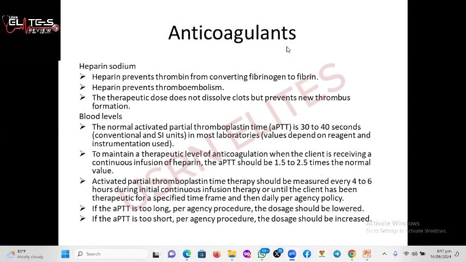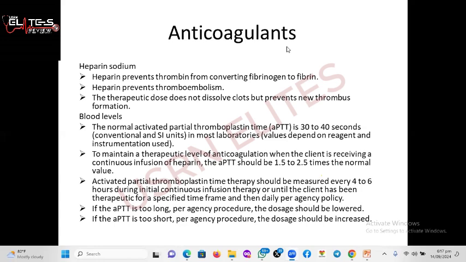And so what it does is that it prevents thrombin from being converted from fibrinogen to fibrin. The mechanism, the clotting cascade, or the cascade of events that leads to blood clotting. So it helps to cut off that clotting cascade, or the events that lead to clotting. And so it prevents thromboembolism. The therapeutic dose does not dissolve clots, but prevents new clots from happening.